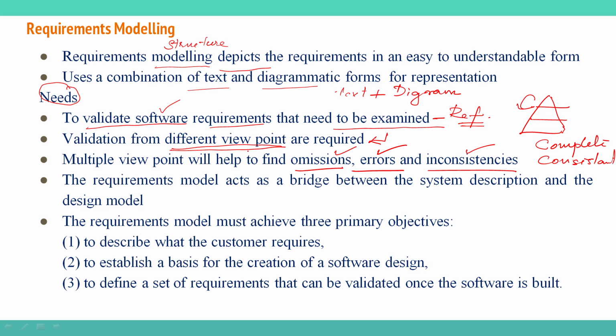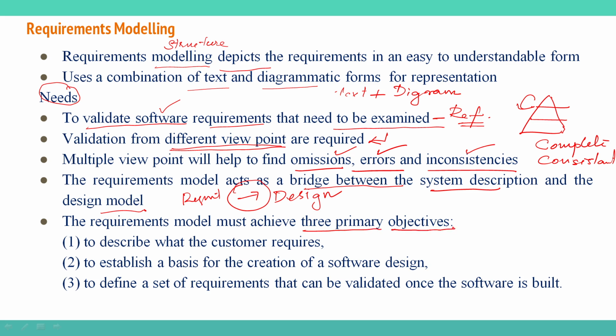It acts as a bridge between the description of the system and the design model. After getting the requirements, what we do is go for the design. This gap will be filled by the requirement model. It must achieve 3 primary things. Whenever you are creating a model, it should have 3 major objectives.